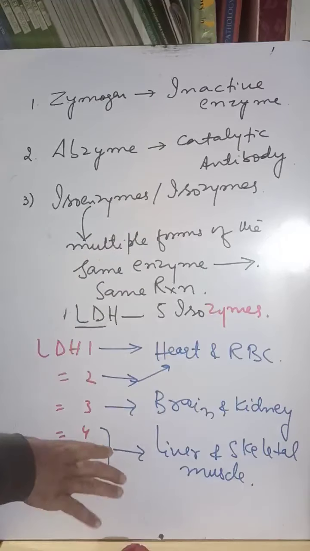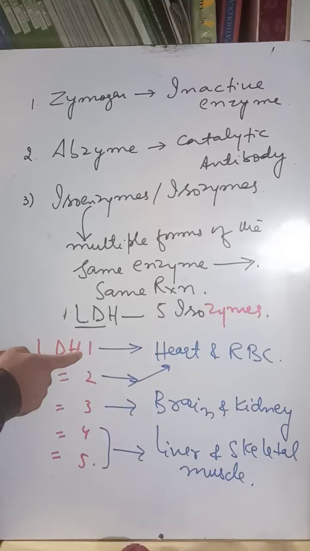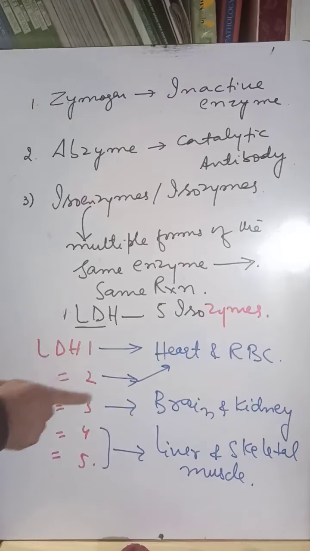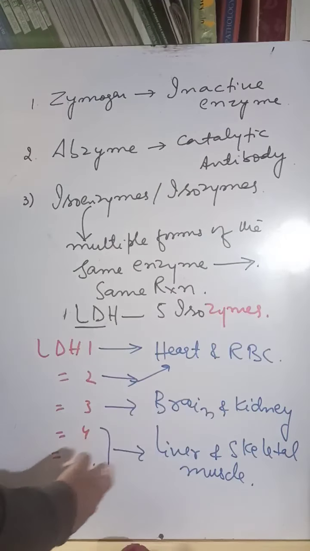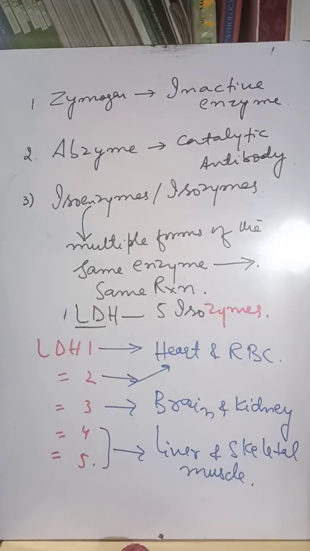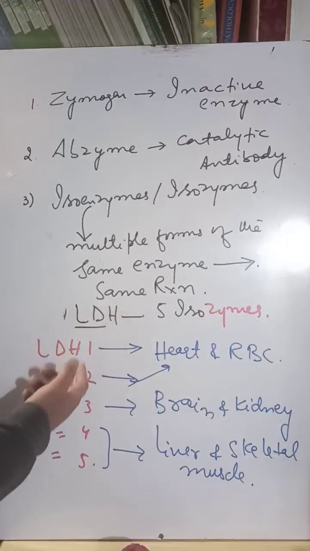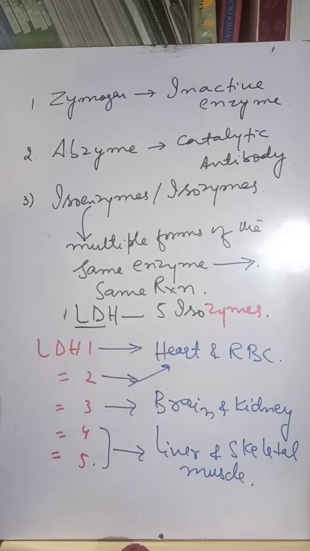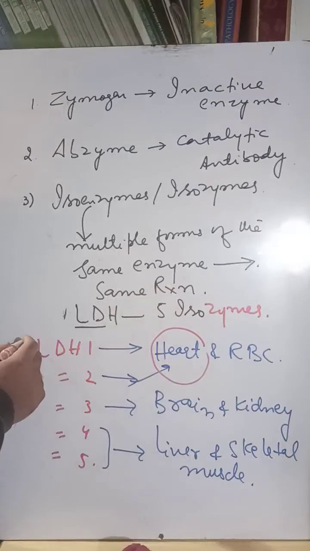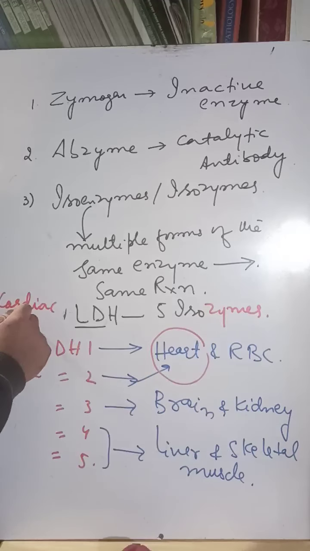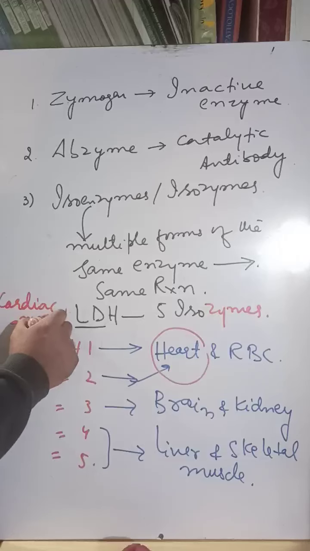The example here is LDH. LDH has 5 isozymes, LDH1, 2, 3, 4, and 5. LDH1 and 2 are present in heart and RBC. LDH3 is present in brain and kidney, and LDH4 and 5 are present in liver and skeletal muscle. Just a tip, you must understand this also. LDH1 and LDH2, since they are present in the heart muscle cells, also act as cardiac markers.